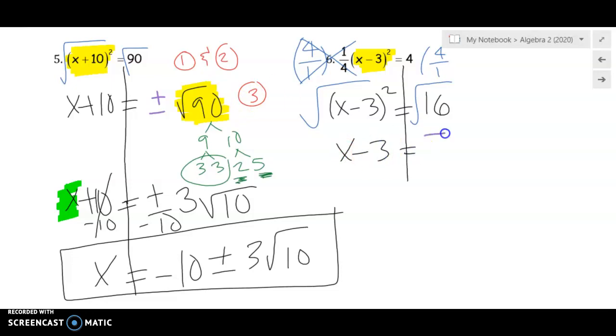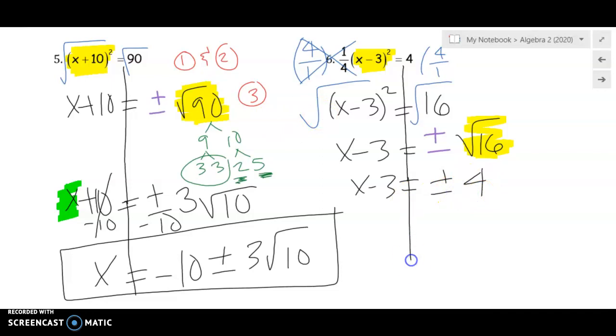And I need to put my plus or minus. And I have the square root of 16. Again, hopefully by now you notice that the square root of 16 is 4. Okay, so I have x minus 3 equals plus or minus 4. You need to get x by itself, so you need to add 3 to the other side. And you put that 3 in the front of the plus or minus. So now I have x equals 3 plus or minus 4.